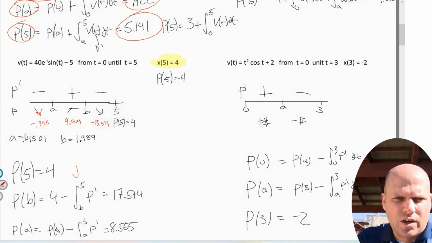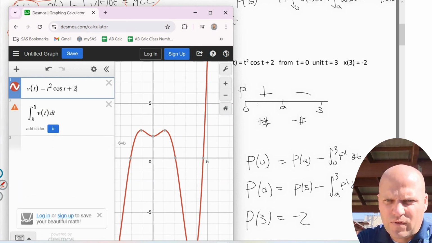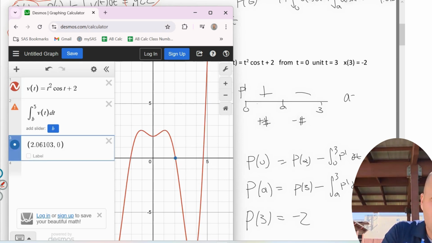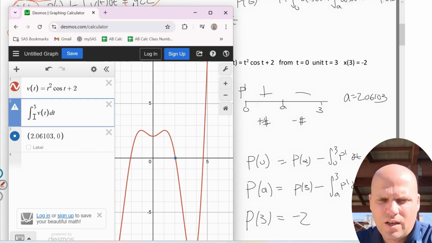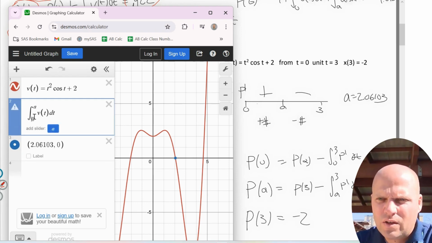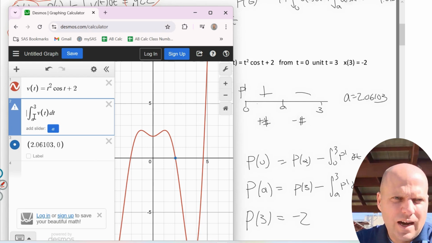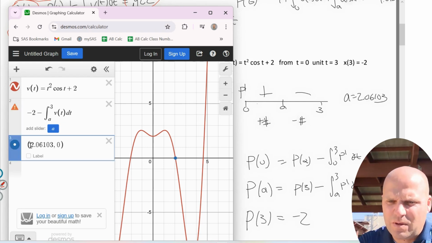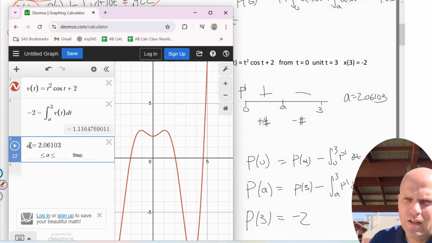Make sure the numbers work. Make sure you actually do this yourself. Close off this, close off this. I have one A value. The A value in this case is 2.06103. Cool. So let's get A involved. Let's actually go from A to 5, A to 3. I end up at -2, but I subtract that. Let's make sure this is labeled A. And there we go.